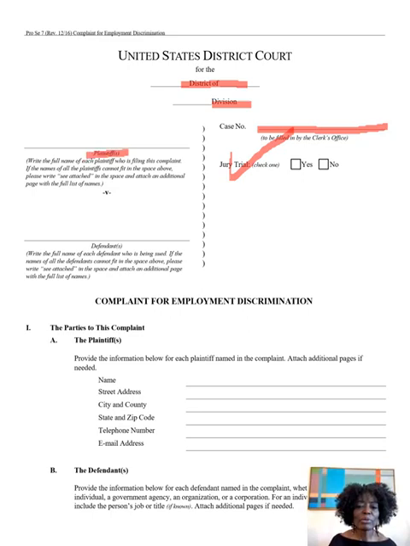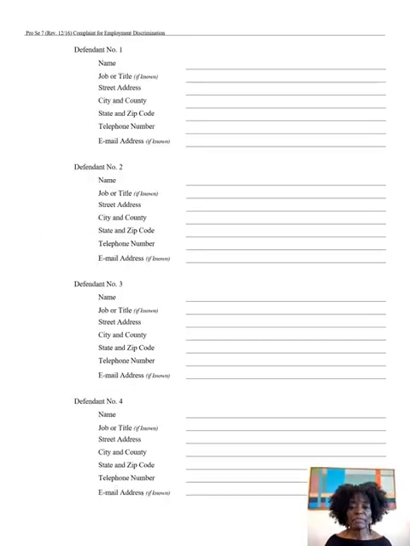The plaintiff's name, or the person who is suing, must place their name here. The defendant, the person or the company that is being sued, place that information there. The parties. The plaintiff's information goes here: the name, the address, and the other information that is being asked. You want to provide the same information for the defendant. Here you see multiple lines in the event there is more than one defendant.